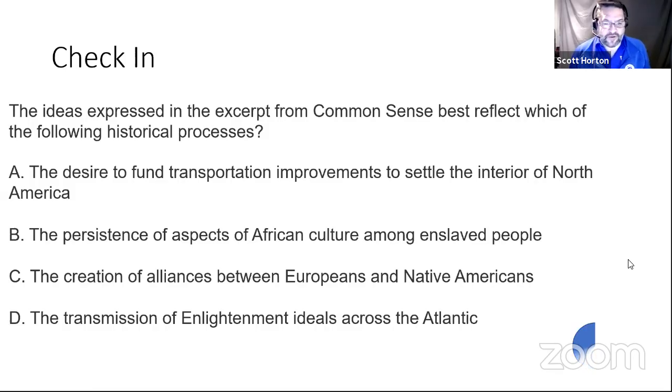Persistence of aspects of African culture? That's not what he's talking about here, certainly. Alliances between Europeans and Native Americans is not the topic of Common Sense. That's not what he's talking about. Of course, it's D, Enlightenment ideas that we see in here, that people have rights, that law is the king, not the divine right of kings.